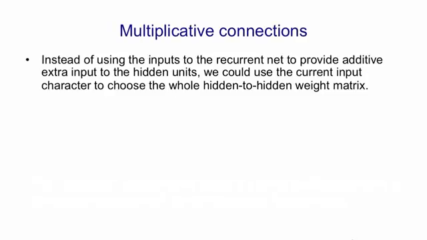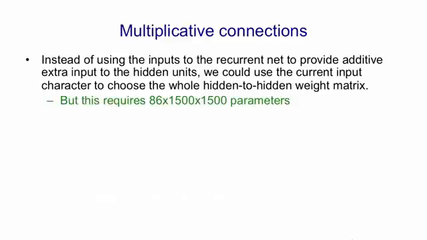So we're going to try and capture that by using multiplicative connections. Instead of using the character inputs to the recurrent net to give extra additive input to the hidden units, we're going to use those characters to swap in a whole hidden-to-hidden weight matrix. The character is going to determine the transition matrix.